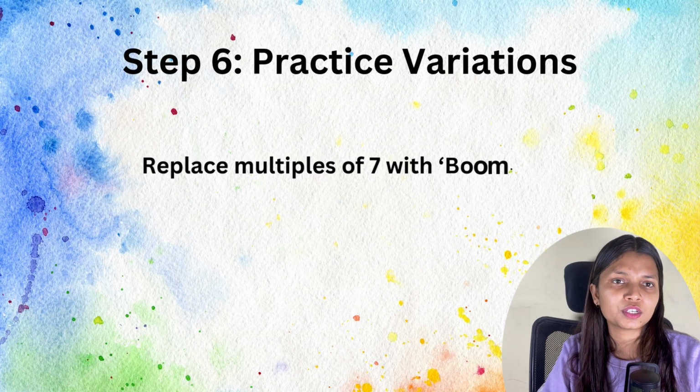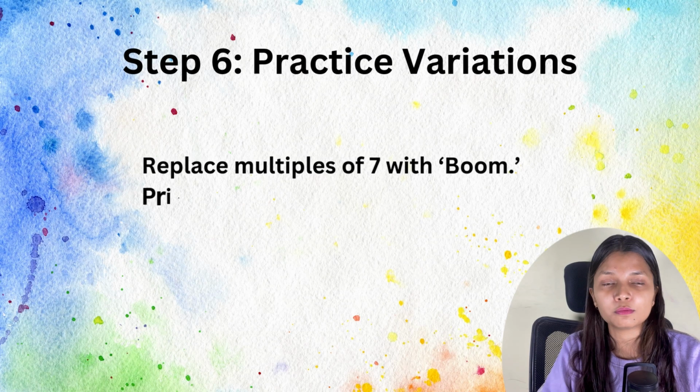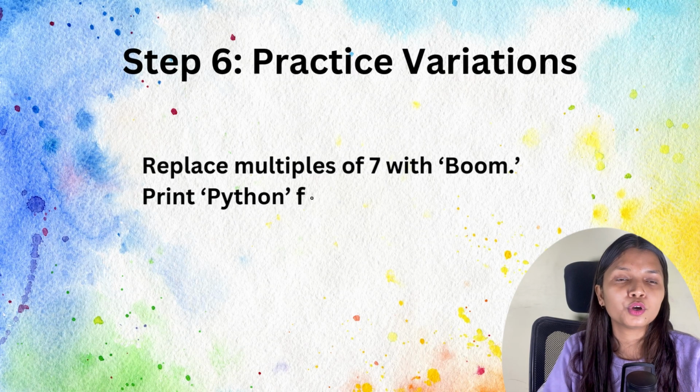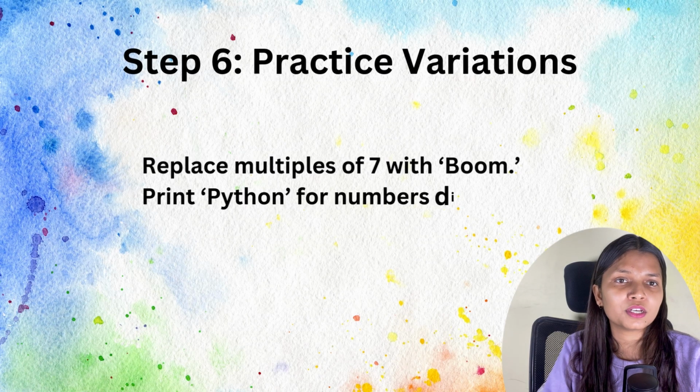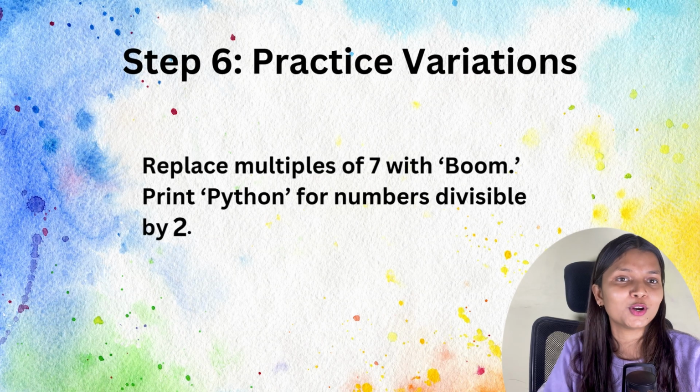Just like I have presented 2 of them, that you can replace multiples of 7 with boom and print Python for the numbers divisible by 2. So these 2 are the changes, these 2 are the variations. If you are going to implement them, you are going to experiment with more conditions, and eventually you will end up with good logic building.